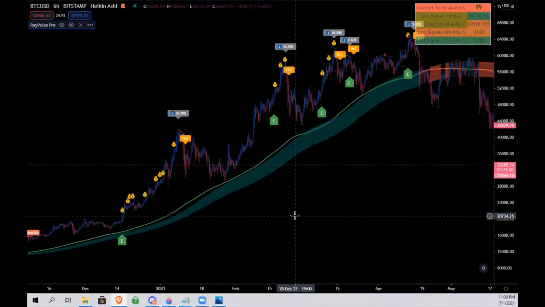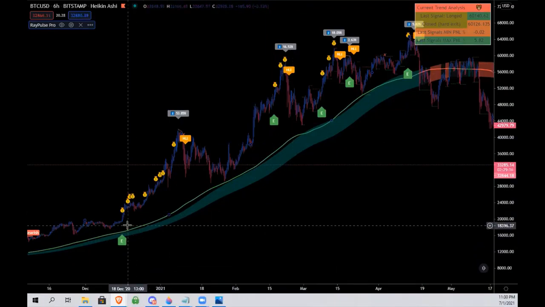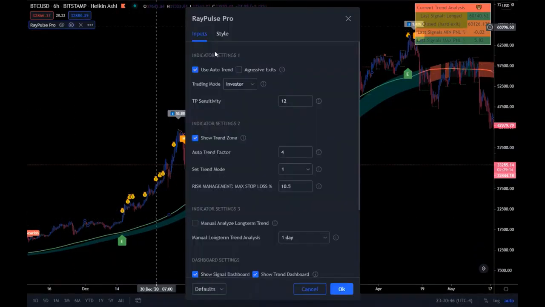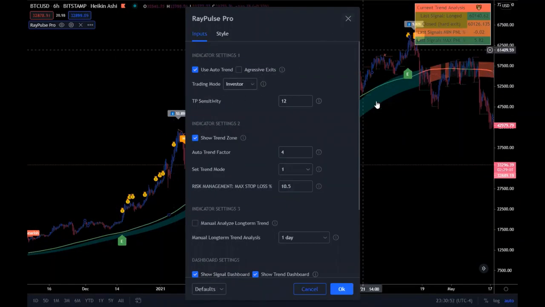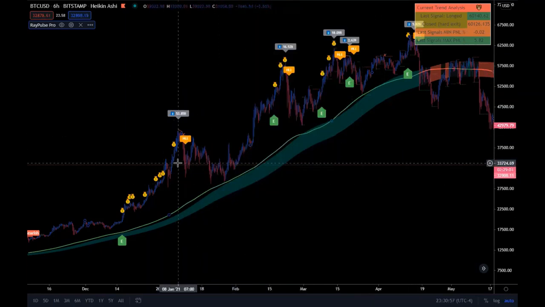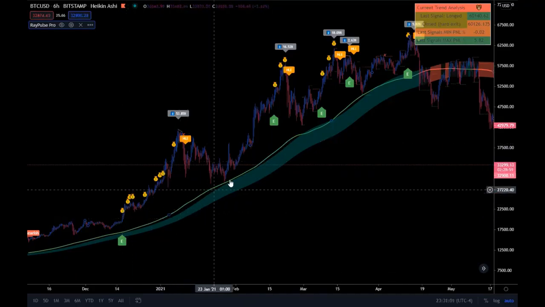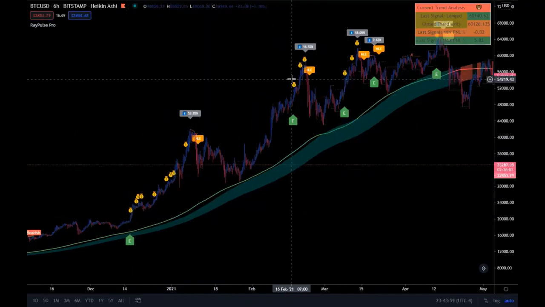And what you're given here is an entry and an exit along with the money bags, which are suggested take profit areas. Trader mode is the default setting. So if you want to use investor mode, you actually have to go into the settings and change that after you put the RayPulse Pro onto your charts. Also, investor mode is suggested, it will work on all time frames. However, it's suggested that you use it on the 4-hour and above time frames.